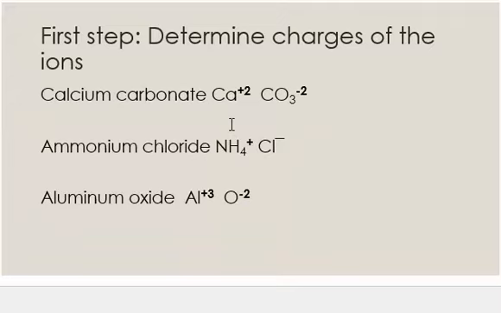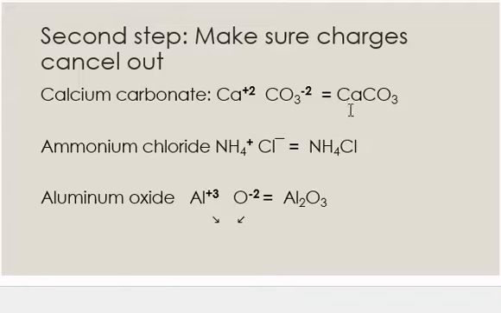Looking at calcium carbonate, we see that calcium has a +2 charge and carbonate has a -2 charge. These ions cancel out in a 1-to-1 ratio. The formula for calcium carbonate is capital C, lowercase a, capital C, capital O subscript 3. Notice that although the charges were necessary to determine the formula, they are not written in the chemical formula.